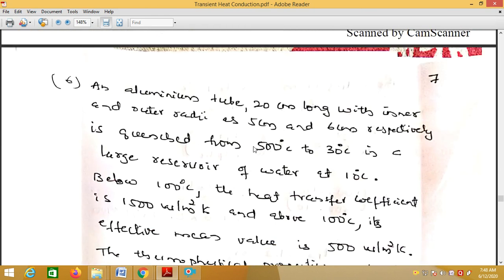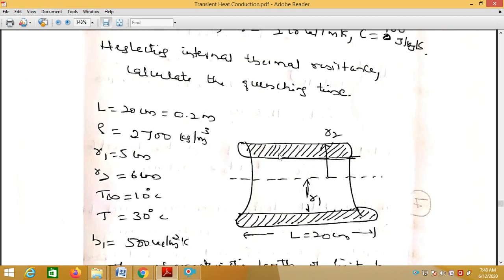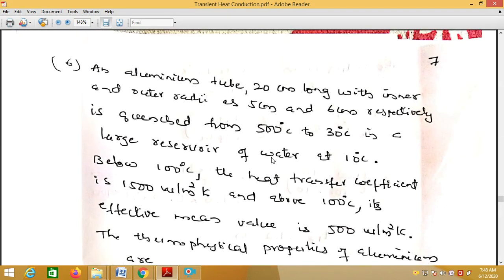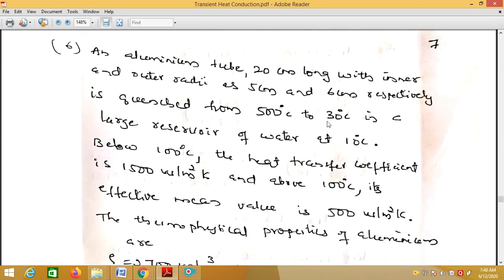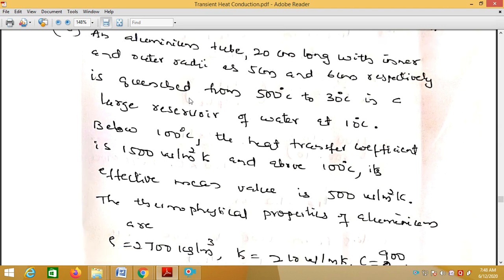Now the second problem, an aluminum tube. An aluminum tube 20 centimeter long, with inner and outer radius given. It is a hollow cylinder having inner radius 5 centimeter, outer radius 6 centimeter, and length 20 centimeter, and it is quenched from 500 to 30 degrees centigrade. So 500 is the initial temperature, T infinity is the water temperature at 10 degrees centigrade, and the temperature of the tube decreases from 500 to 30 degrees centigrade.